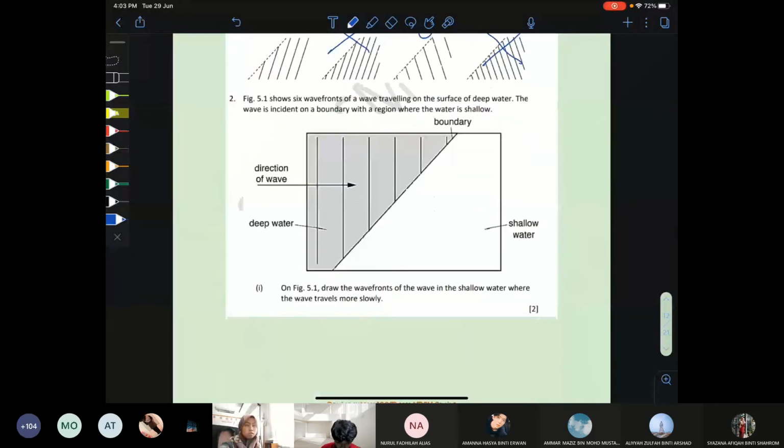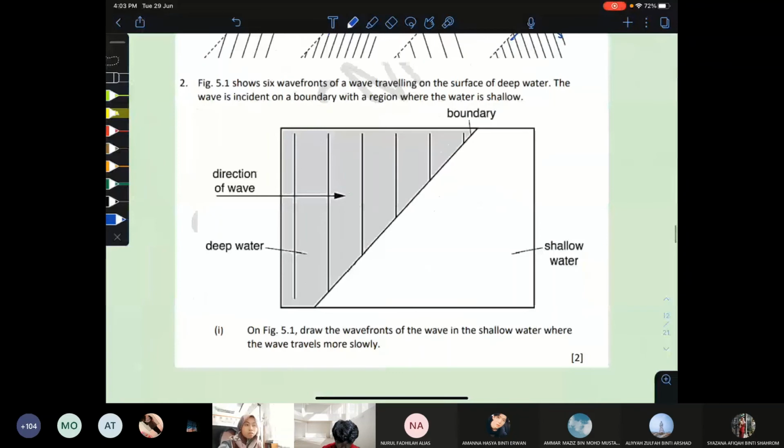Right. Okay. Figure 5.1 shows 6 wavefronts. Dia bagi tahu ni 6 tu. 1, 2, 3, 4, 5, 6. In IGCSE, not only IGCSE lah, SPM ke final ke sama juga. Now, dia bagi tahu dah 6. Kenapa 6? So kena take note lah. Of a wave travelling on the surface of deep water, the wave is incident on a boundary. So kita ada boundary kat situ with a region where the water is shallow. Okay. So tadi apa shallow? Slow. Slow.